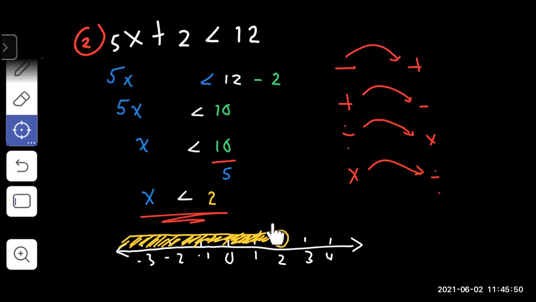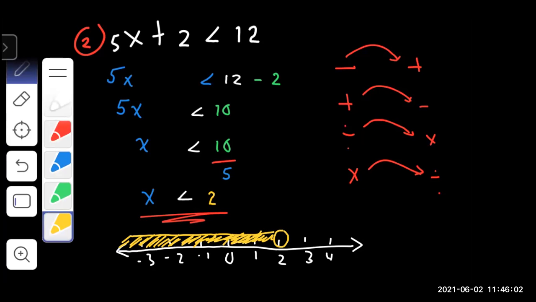Now, guys, you have to know this. Should I fill this circle or leave it empty? I think we leave it empty, correct, because it's not included. We fill it when we have something like this, the line under the sign. If we only have this or this, we leave it empty. Let's have a look at another case, okay?